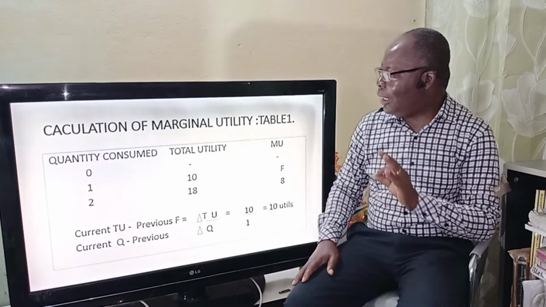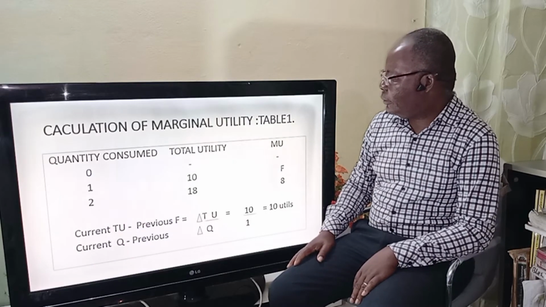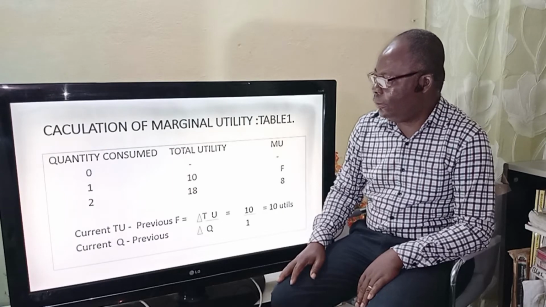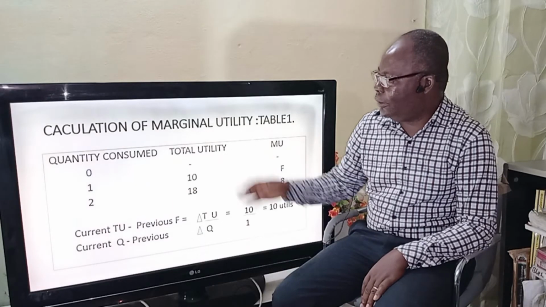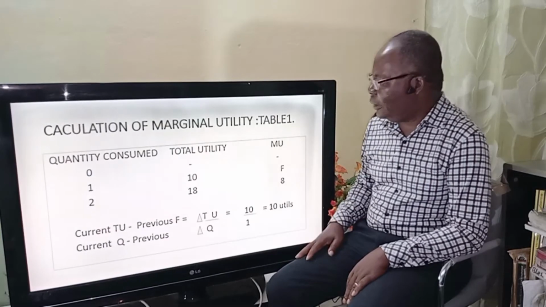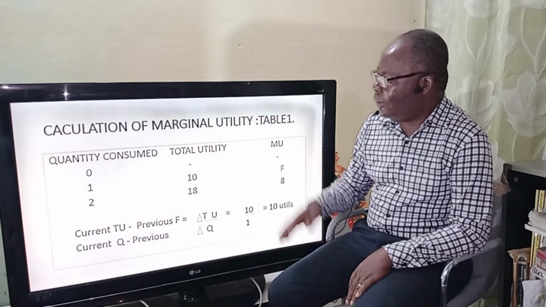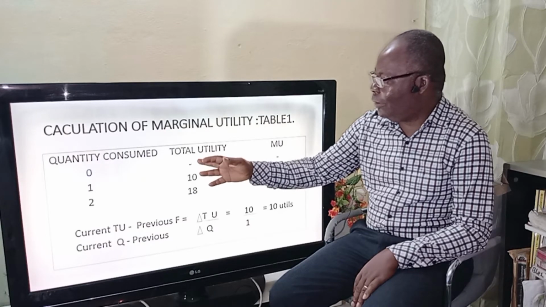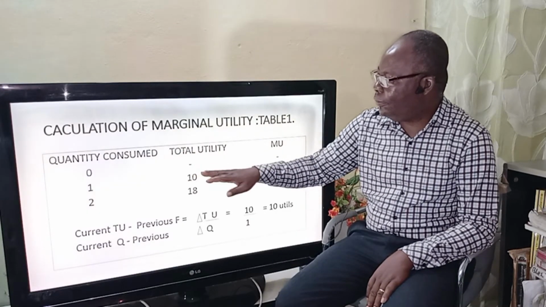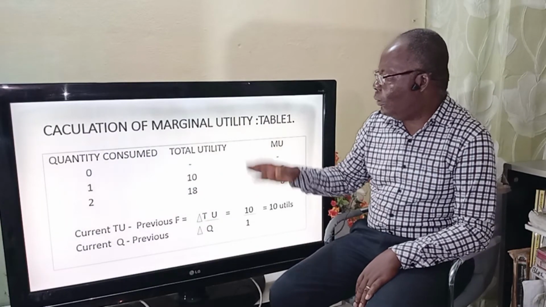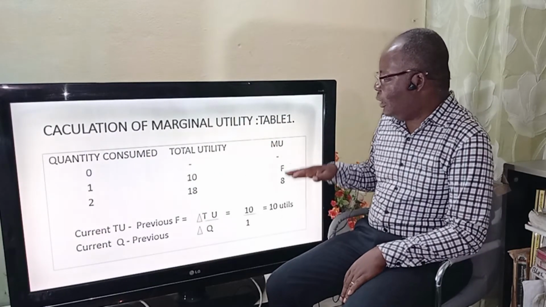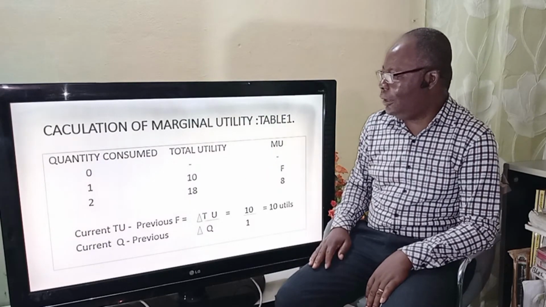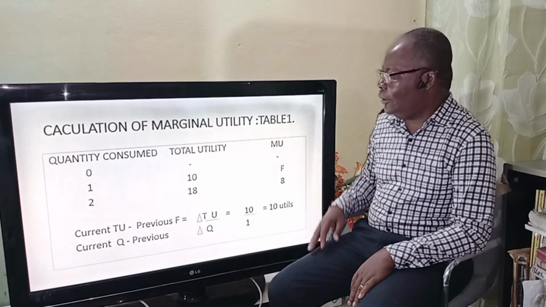Now let us look at this data. We have quantity consumed 0, 1, 2. Then you have total utility, you have marginal utility. Now at 0, we have 0 or dash. There's nothing here. At 0, we have nothing for total utility as well as marginal utility.